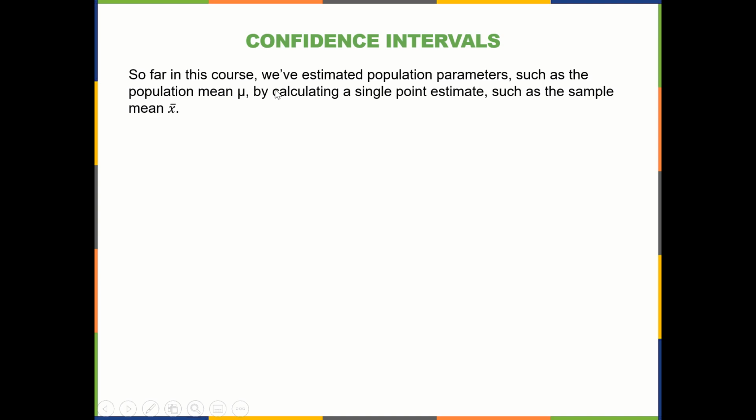So far in this course, we've estimated population parameters, such as the population mean mu, by calculating a single point estimate, such as the sample mean x bar.